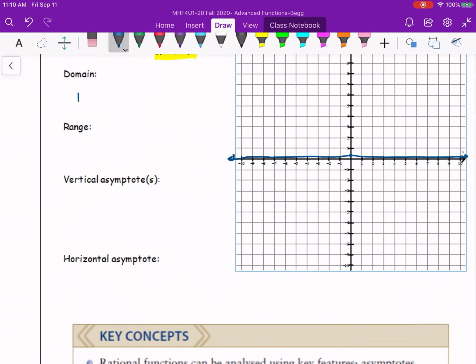What's the domain? All real numbers. There are no vertical asymptotes. There's no restrictions. The range is very strange, in fact. The range only goes as high as 0.25, and it goes as low as the x-axis, but it doesn't touch the x-axis, so it's all real numbers.